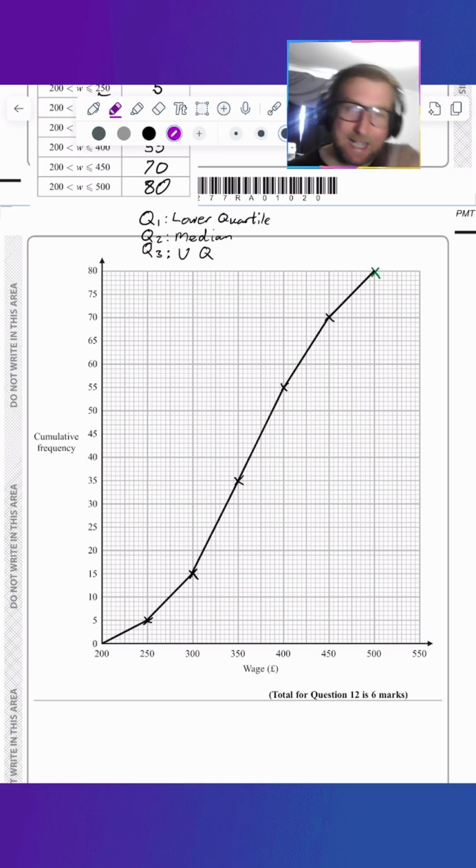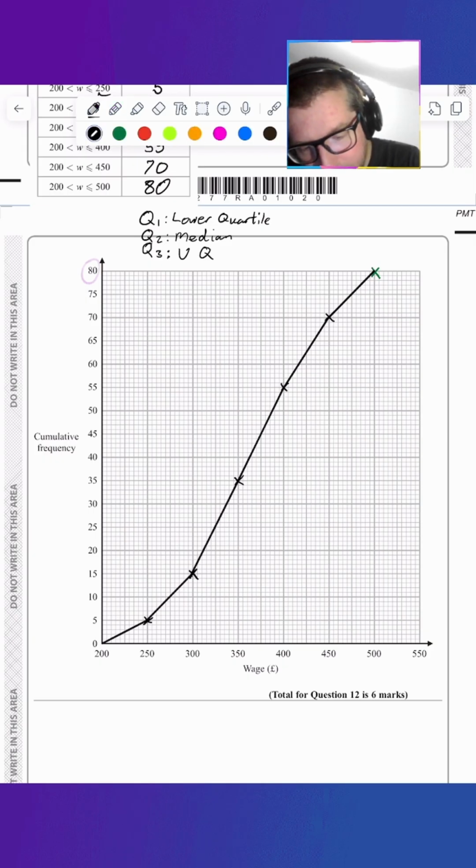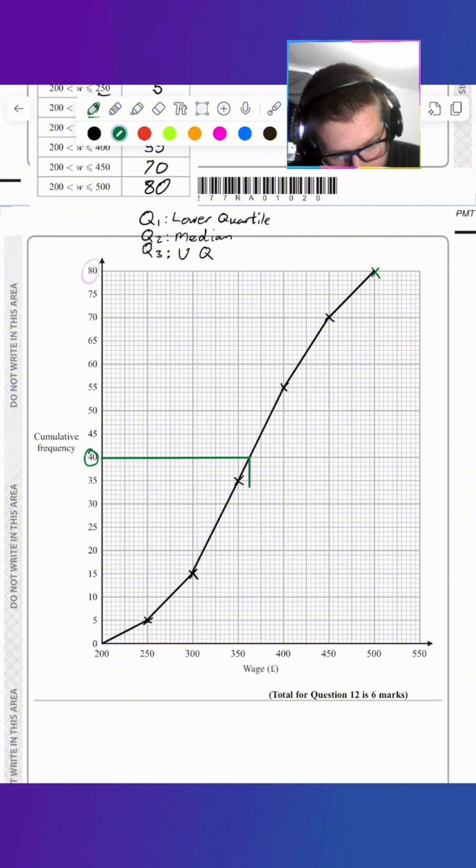So in order to find the median, we need to go halfway up the y-axis. So this axis goes up to 80. Yeah, this goes up to 80. So to find the median, we go to 40. Read that off. And we get this value here. So that is the median.